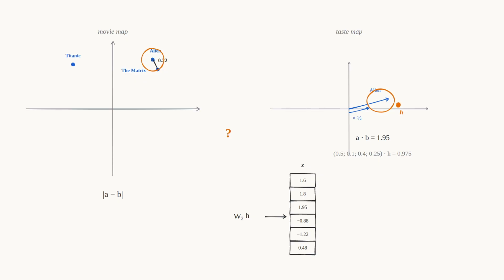By the way, did you notice something odd along the way? Every film now has 2 vectors, a point on one map and a landmark on the other. That deserves a conversation of its own. So in our model, Alien has 2 vectors. On the movie map, the point 0.8, 1.0, its input embedding, a row of the matrix E, 2 numbers. On the taste map, the landmark 1.0, 0.2, 0.8, 0.5. A row of the matrix W2, 4 numbers.